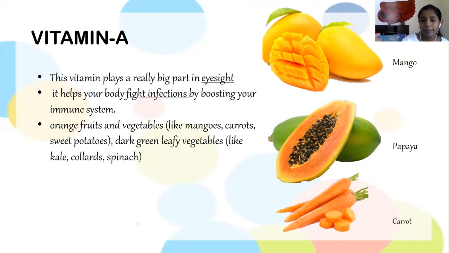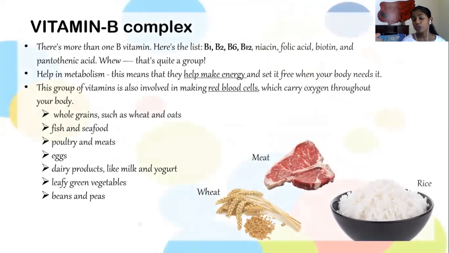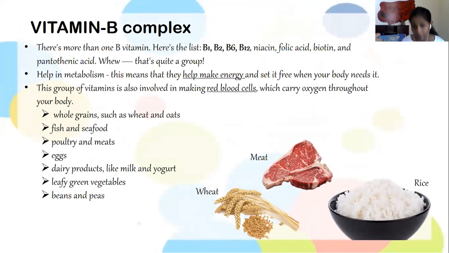Now we have vitamin B. Vitamin B is not just one vitamin; it is a group of vitamins, called the vitamin B complex. There is more than one B vitamin, and here's a list: B1, B2, B6, and B12. These vitamins also have chemical names: niacin is B1, folic acid is B2, biotin is B6, and pantothenic acid is B12. But it's fine, you don't have to memorize all these names. You just have to remember that vitamin B is a group of vitamins which includes B1, B2, B6, and B12.